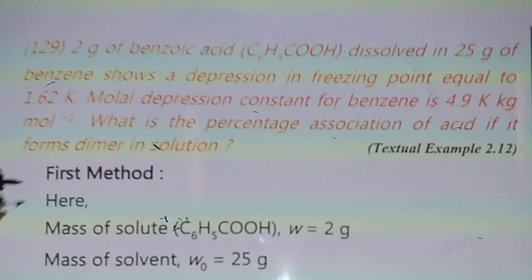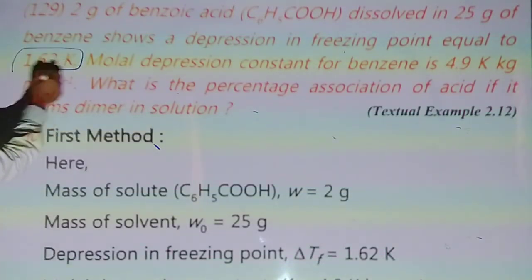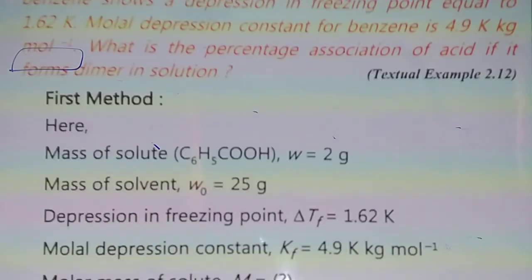Now 2 grams of benzoic acid dissolved in 25 grams of benzene shows a depression in freezing point equal to 1.62 Kelvin. 2 grams of benzoic acid is the solute, 25 grams of benzene is the solvent, depression in freezing point delta TF is 1.62, molar depression constant Kf is 4.9. What is the percentage association of the acid if it forms a dimer in solution?